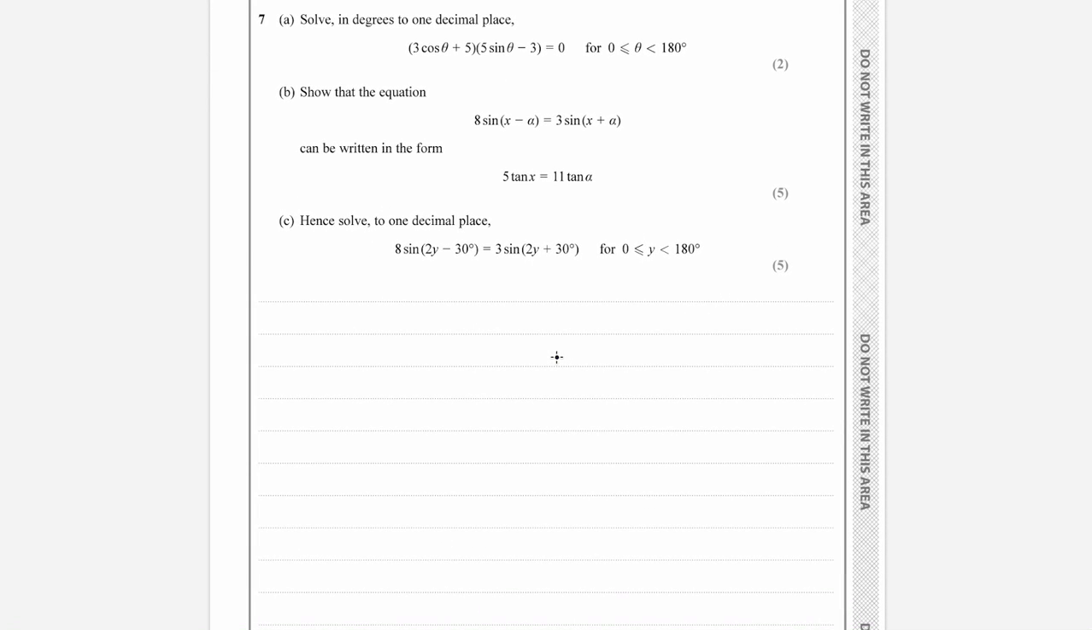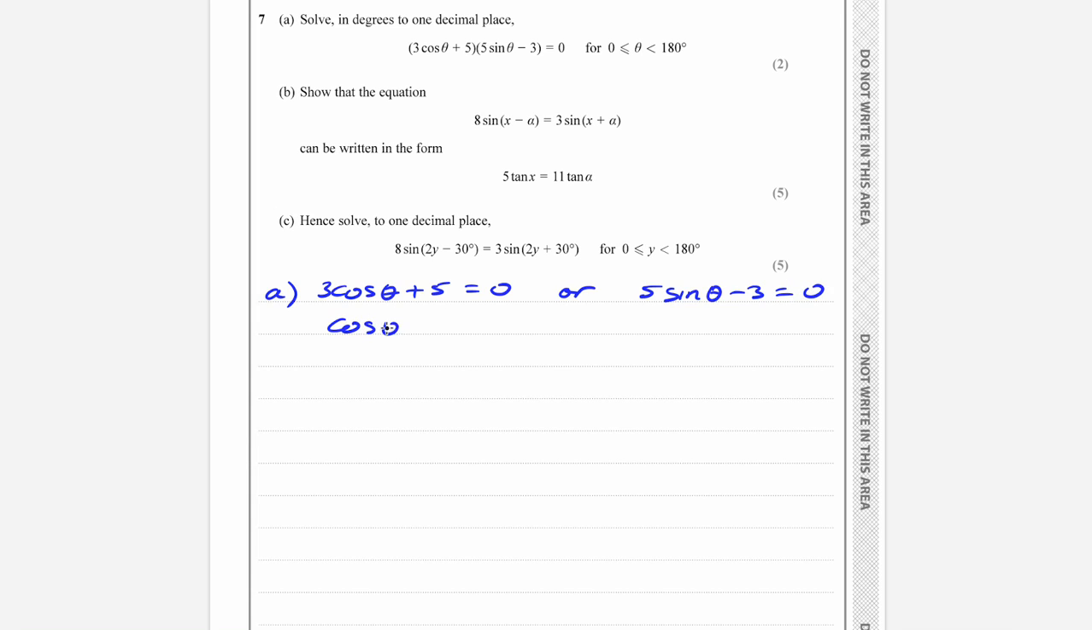Okay, question 7. Solve in degrees, to 1 decimal place. And they're only giving us 2 marks, guys. That seems quite harsh, but fine. So, (3 cos theta plus 5)(5 sin theta minus 3) is equal to 0. So we have to do either 3 cos theta plus 5 equals 0, or 5 sin theta minus 3 equals 0.